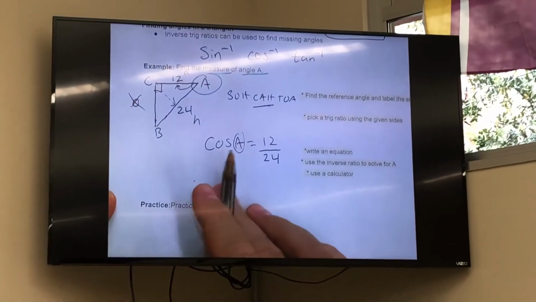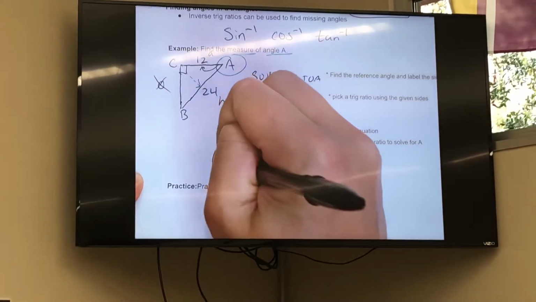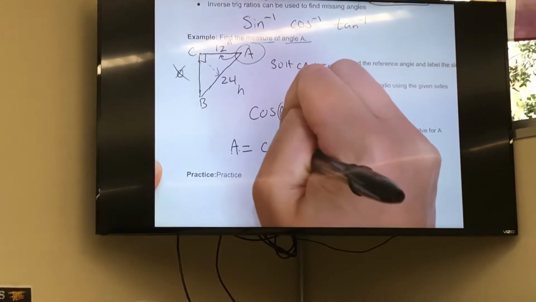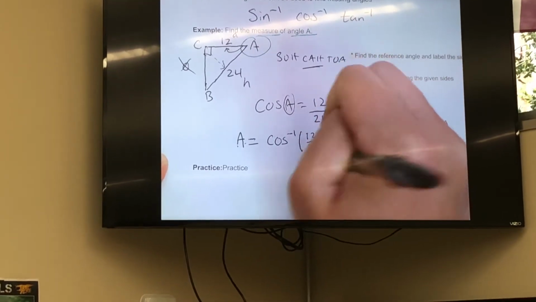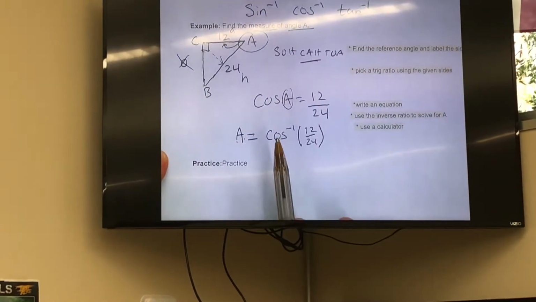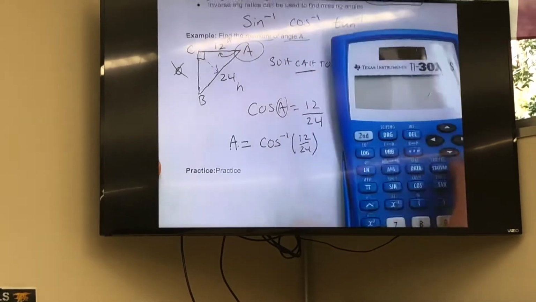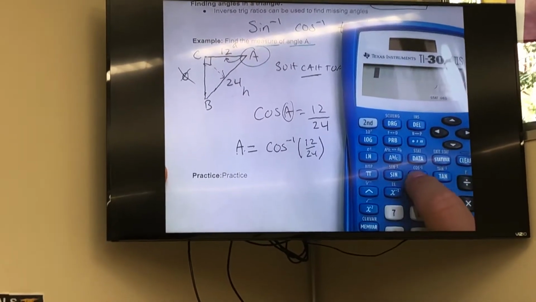To get this angle by itself, what Miss May and myself would like you guys to do is write A equals cosine -1 of 12 over 24. We're having you write this because this is what you should be typing straight into your calculator. So what that will look like is I need to get to the cosine -1.